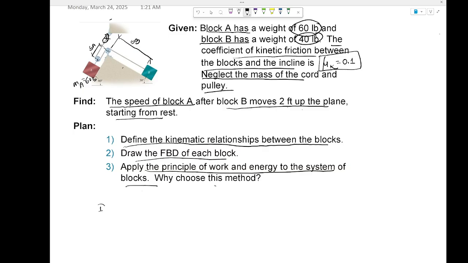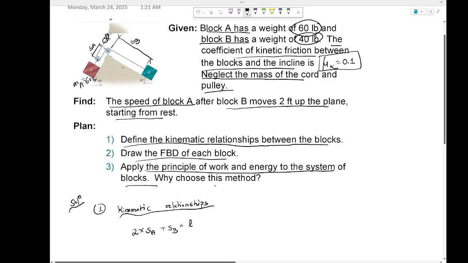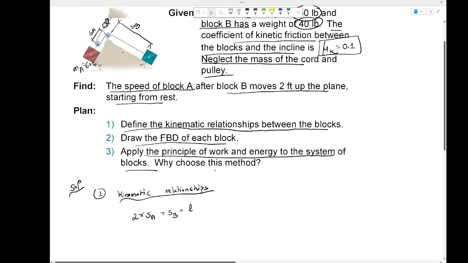So first, the solution technique, right? Where you would be using the kinematic relationship. So what could be the kinematic relationship? 2 multiplied SA plus SB should be equal to the length of the rope. Why do I write this? See, for block A, the rope has like a pulley, so it just runs twice, right? See that? So that's the reason. The total length is constant. And then what do we do?